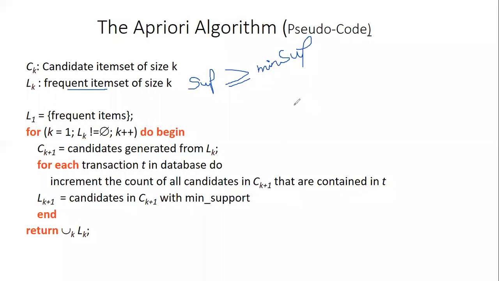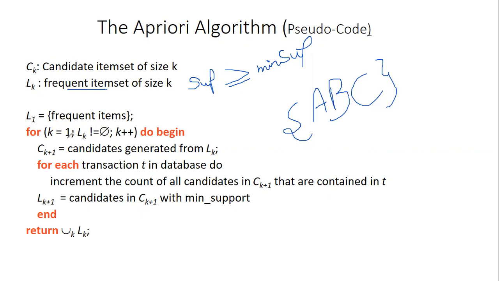Like this: A, B, C. This is one item set. We call it a 3-item set because it has these 3 different items. Similarly, there can be a number of 3-item sets.